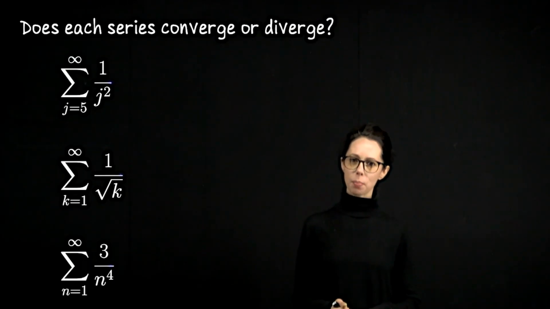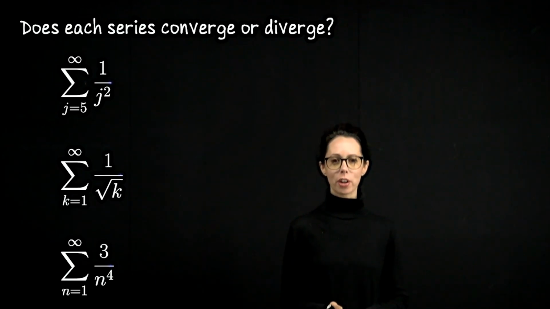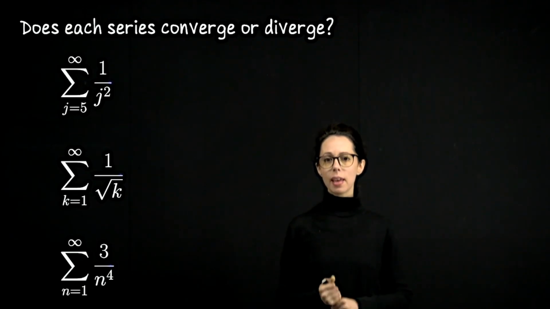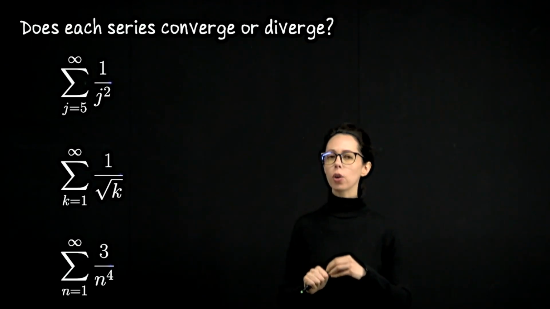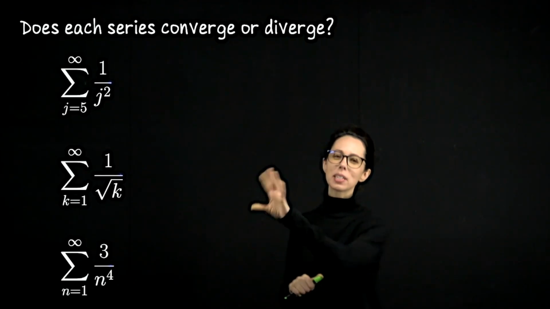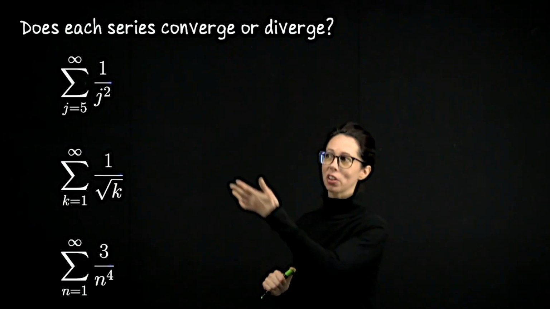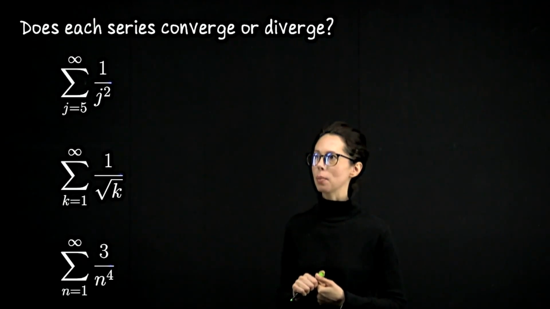Each of these three examples is a p-series, so let's use the p-series test to deduce whether or not these converge or diverge. This first one, we're looking at 1 over j squared, starting from j equals 5 and going off to infinity. Wanted to mix up the indices here, how I name them, because I so often use the letter n, but of course we could call it j, we could call it k, like in the second example.